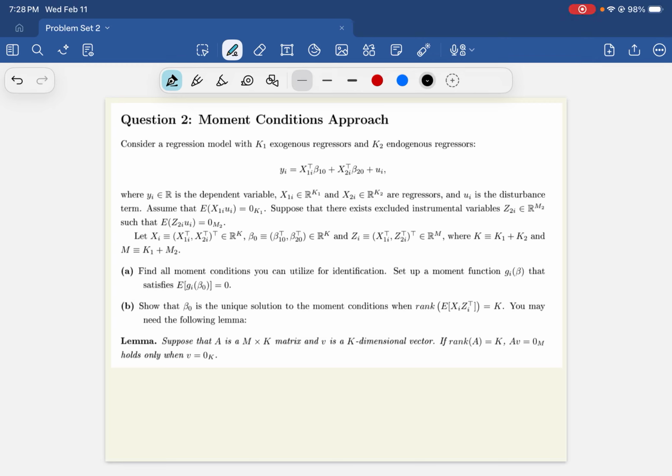The second question is about the moment conditions approach. So here, this is the most general vector case, with x1 the exogenous regressors and x2 the endogenous regressors. So we have an exogeneity assumption for x1 and an exogeneity assumption for the instrument that is excluded from the equation. Then we have to find the moment conditions and the uniqueness of the solution. Pretty straightforward. And by the way, I'm using the same notation as in the lecture note.